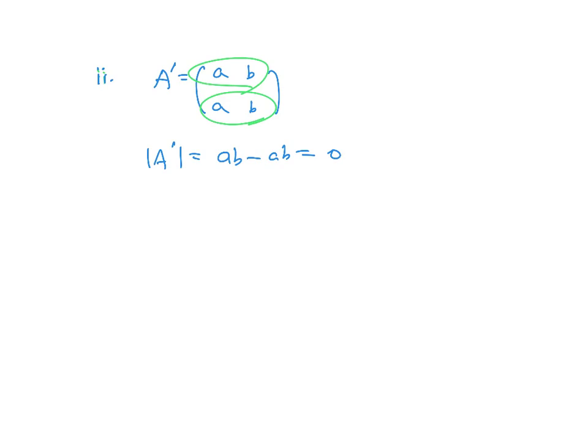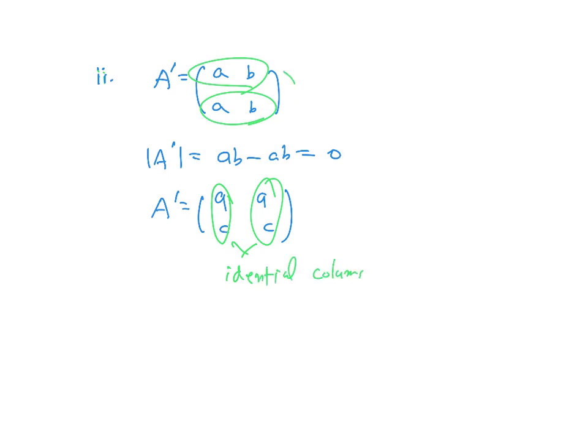Or two columns identical: AC, AC. So identical columns. This is identical rows. Then of course determinant A, AC minus AC is 0, right? So if two columns or two rows are identical, then the resulting determinant is 0.